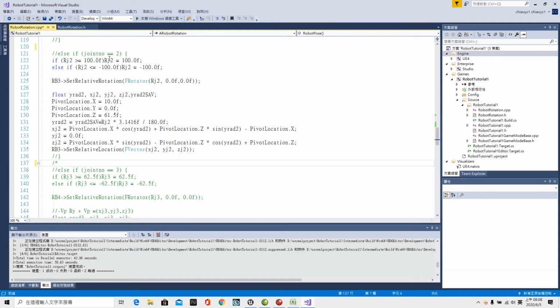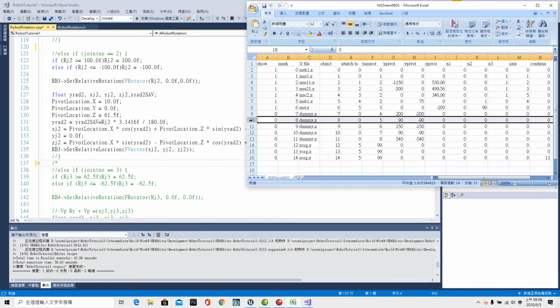Okay, first let's check the second axis upper and lower limit. Object 8. The transrotate 5. 5 minus 3 makes 2. So this is the second axis rotating limitation. The upper limit is 90 degrees. The lower limit is minus 90 degrees.